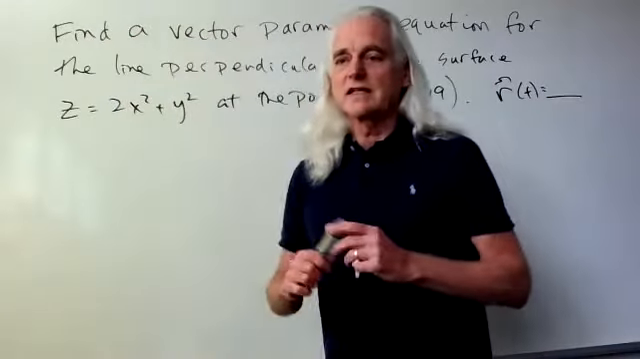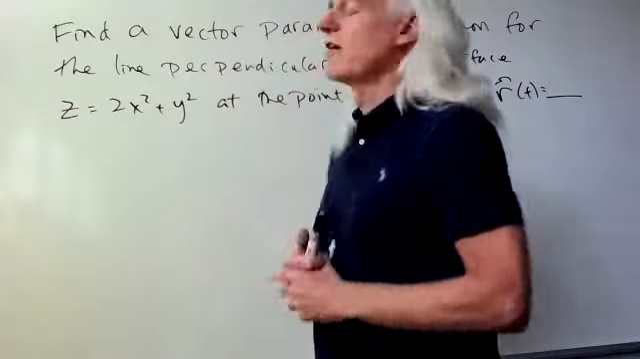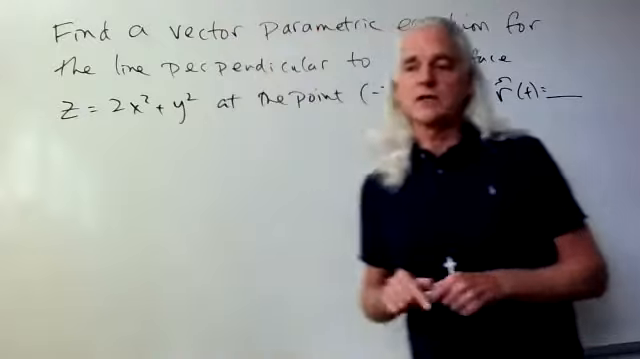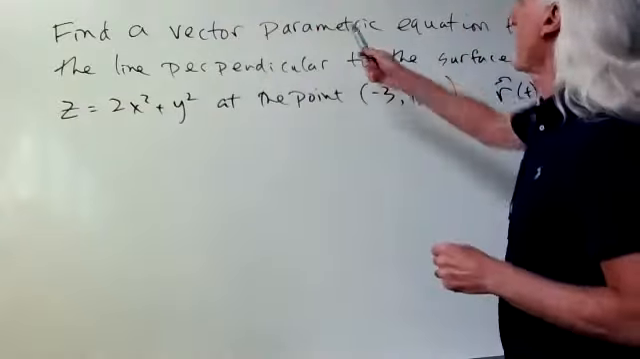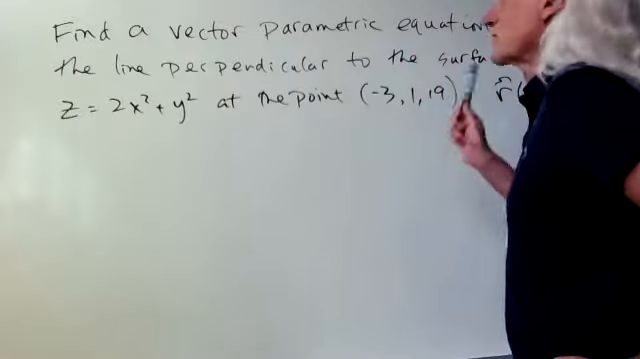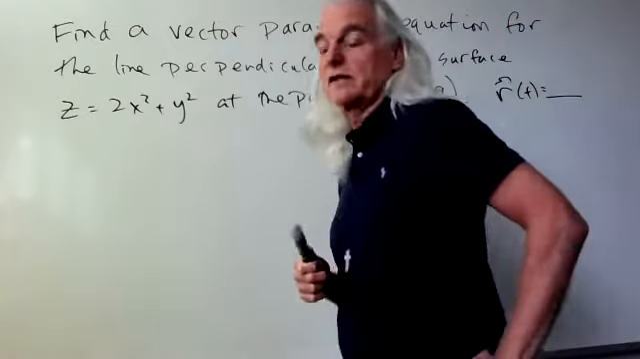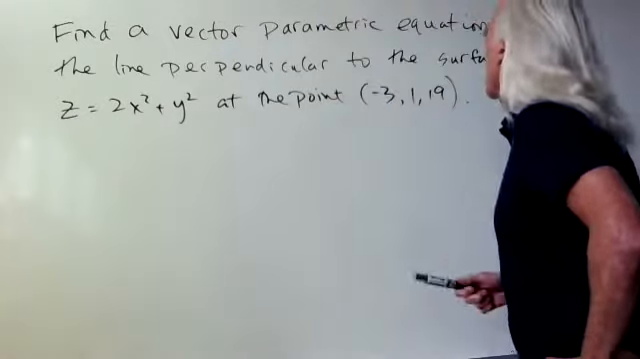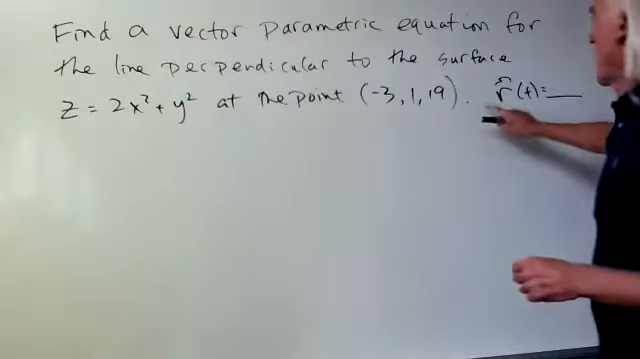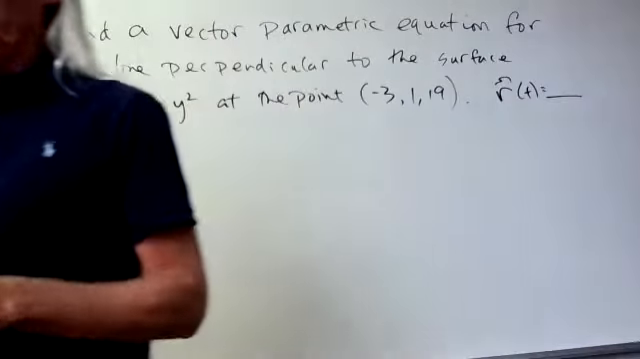Hello. Today, I'm going to use the gradient vector to solve this problem here. Find a vector parametric equation for the line perpendicular to the surface z equals 2x squared plus y squared at the point (-3, 1, 19). And we're going to say r of t equals blank. We'll fill in the blank for that vector equation.